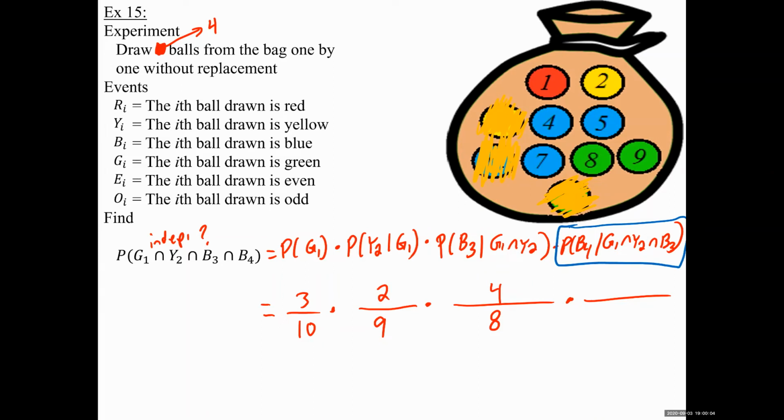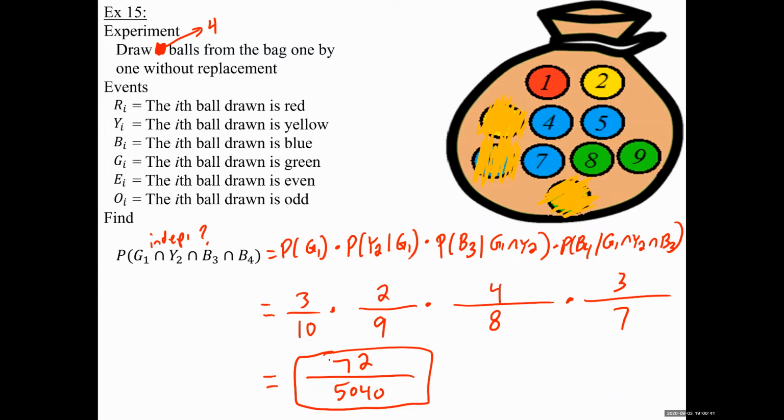So every time you have to ask, what does the bag look like that I'm drawing out of? It looks like that. And now I want to know the probability of getting a blue out of this new bag. What's the answer? 3/7. Yeah. And then you multiply straight across. Let me do my calculator. 3 times 2 times 4 times 3 looks like 72. And the bottom number looks like 5,040. If you do 10 times 9 times 8 times 7, 5,040, and that is the answer.